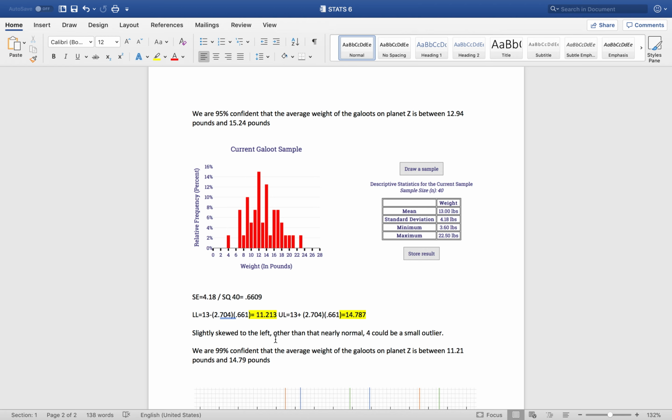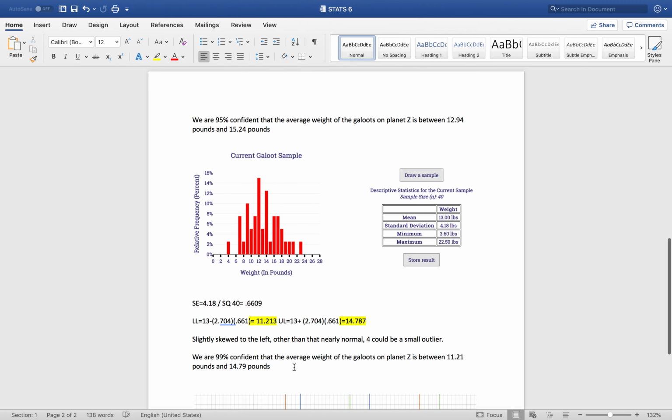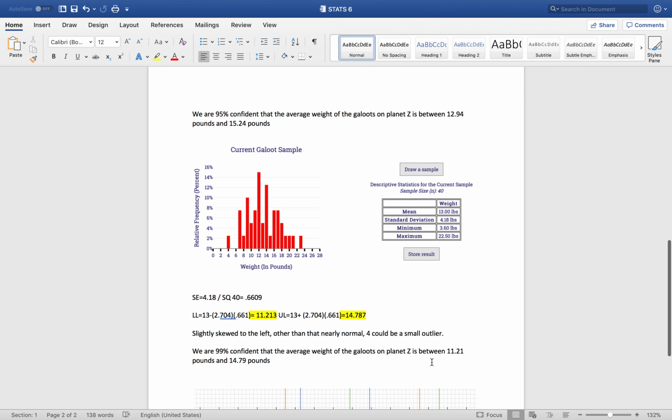I said slightly skewed to the left. Other than that, nearly normal. 4 could be a small outlier. I could also say that 22.5 could be a small outlier as well, but nothing major. And I can say we are 99% confident that the average weight of the Gallups on planet Z is between 11.21 pounds and 14.79 pounds.